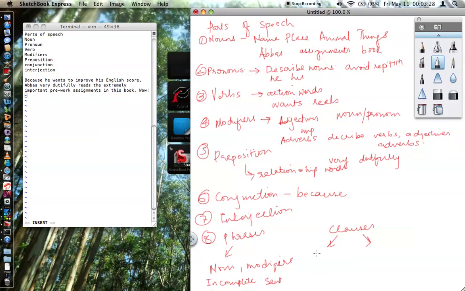Clauses are of two types, dependent and independent. A dependent clause does not make complete sense by itself. It has a noun plus a verb. Independent also has a noun plus a verb, but independent clauses stand by themselves. So in this sentence again, a dependent clause would be because he wants to improve his English score. And Abbas very dutifully reads the extremely important pre-work assignments in this book would become an independent clause.